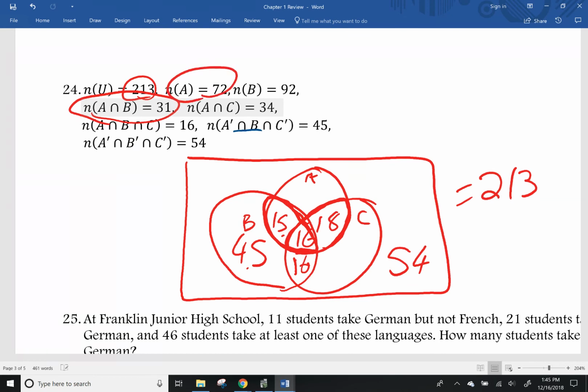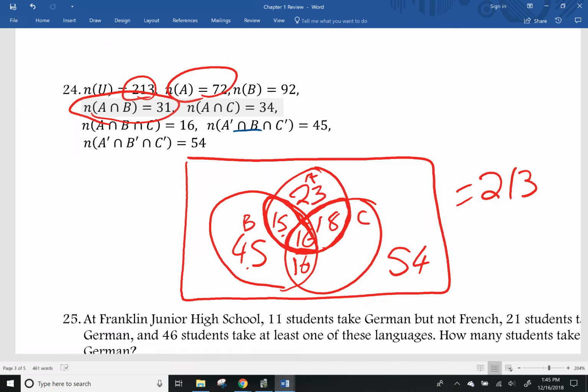A has 72 in it. So again, I already know 15, 16, and 18 in A. So the only region I need to find, I'll just take the difference between 72. So 72 minus 15 minus 16 minus 18 equals 23. So there's 23 elements there.